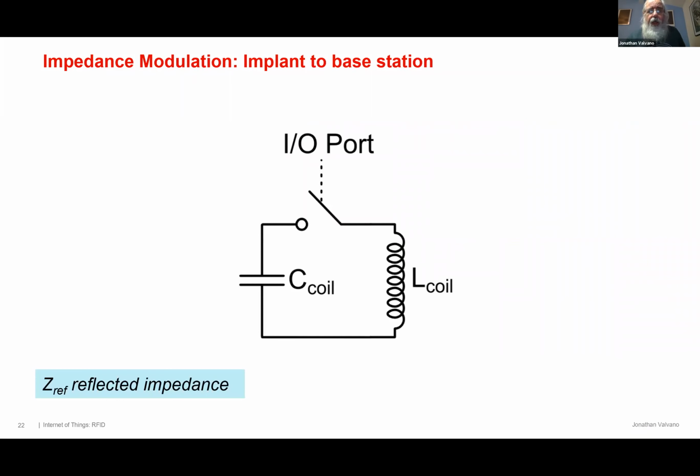Okay. This is how we did the upload link. We basically had a GPIO port, and we just switched the coil, not the whole coil, just a little bit of coil. We switch a little bit of capacitance into the coil.